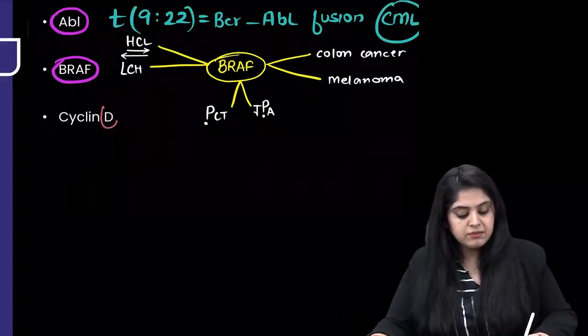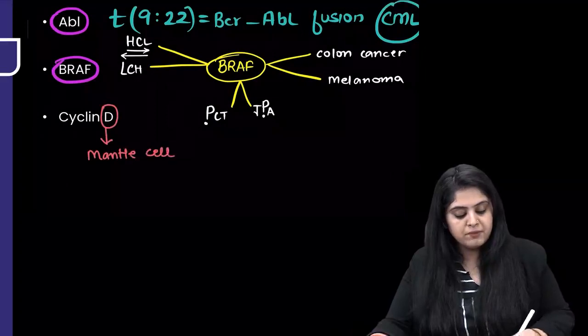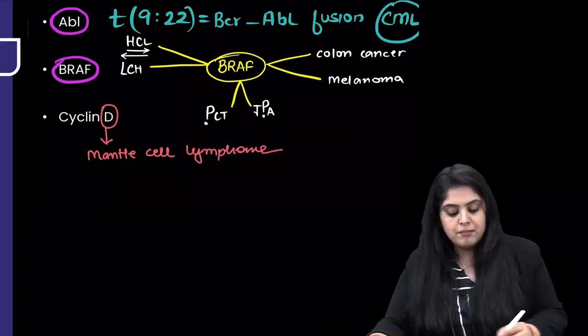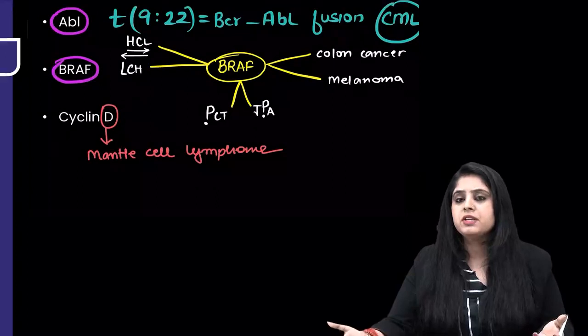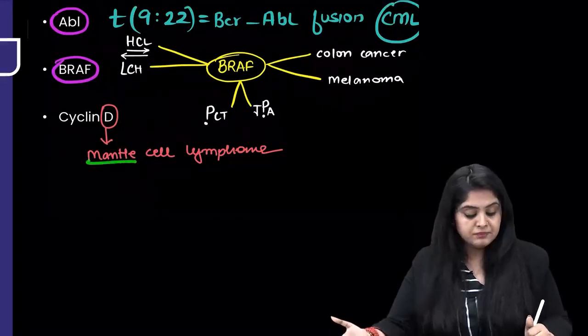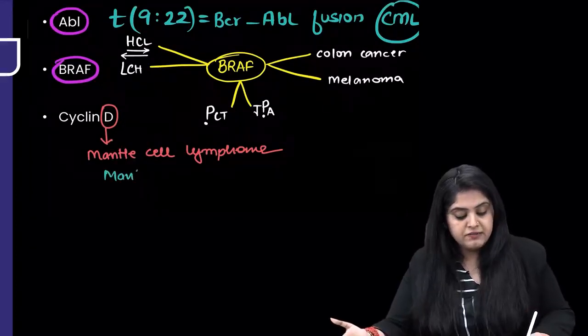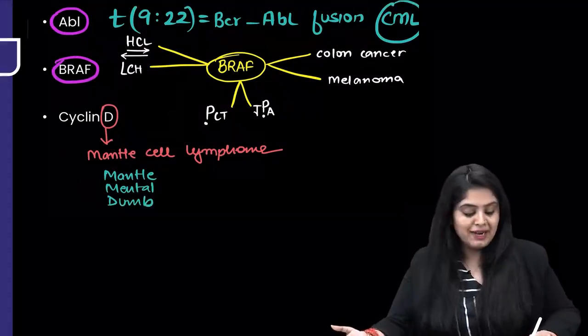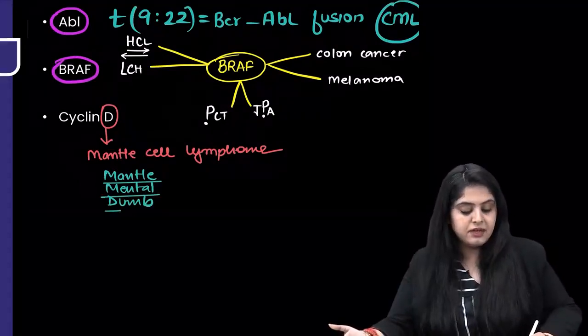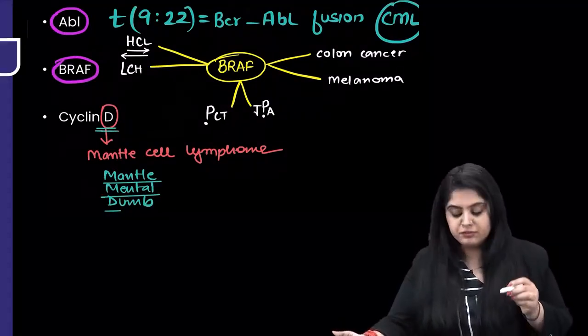Finally, cyclin D mutation is seen in a lymphoma known as mantle cell lymphoma. Very important point. And how do they ask you the question? They ask you, mantle cell lymphoma shows you which mutation? Cyclin D, E, A, B. So now you should know that mantle, how have we learnt it? We have learnt it as mantle, mental, dumb. So mantle sounds like mental and mental is dumb. So which cyclin? Cyclin D is mutated.